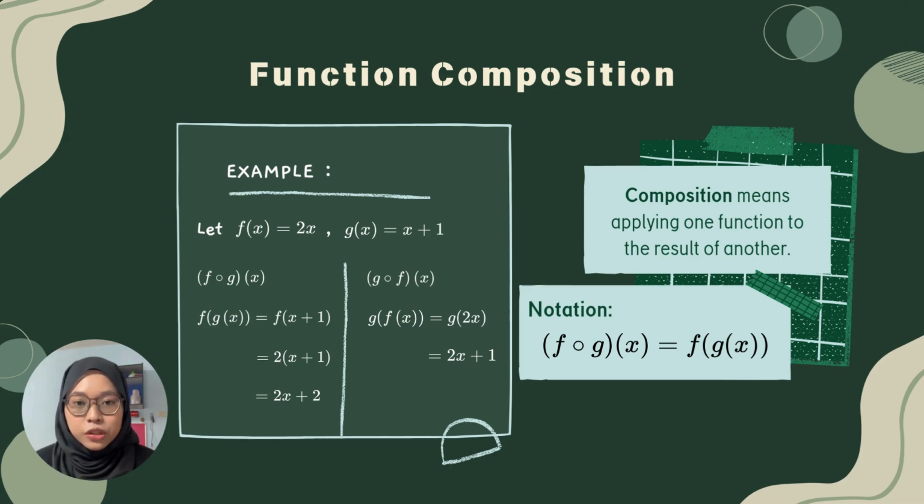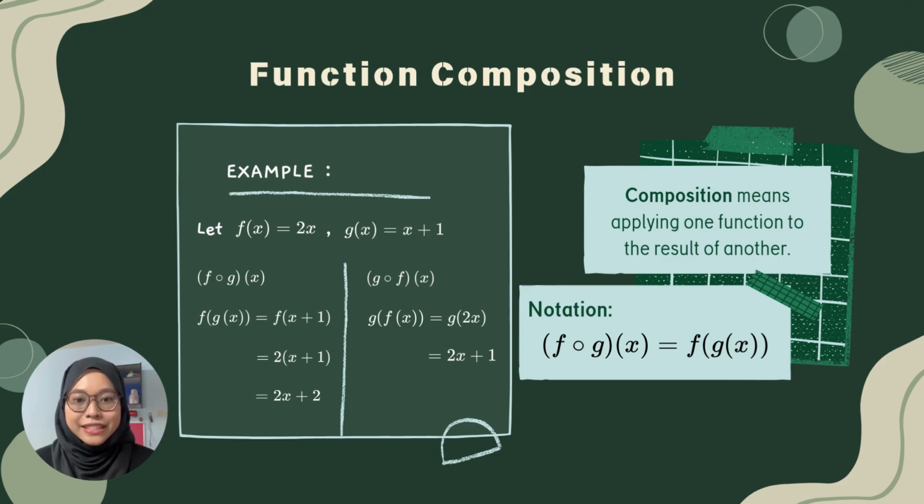Let f(x) equal to 2x and g(x) equal to x plus 1. Then first let's solve for the f of g function. f of g equal to f(g(x)) and equal to f(x plus 1). Now we can plug x plus 1 into the function f. We get f(x plus 1) equal to 2(x plus 1), and we can simplify it. We get 2x plus 2.